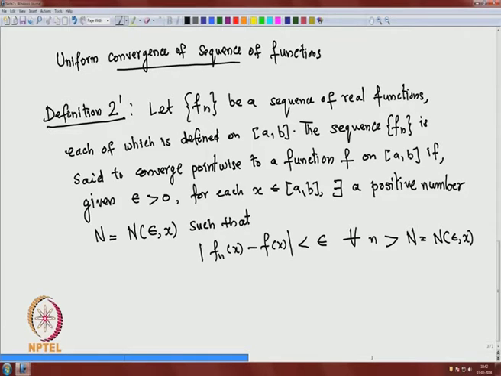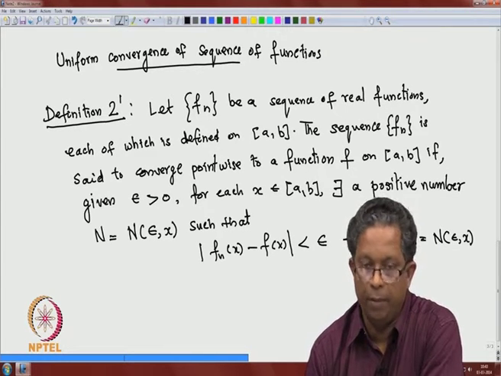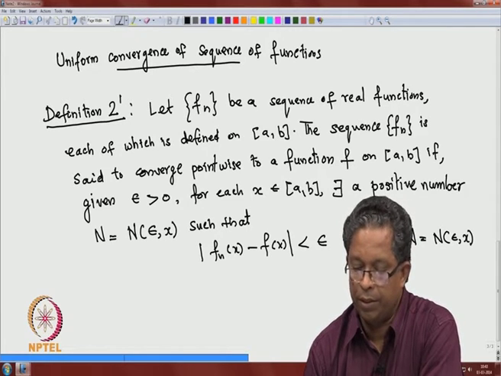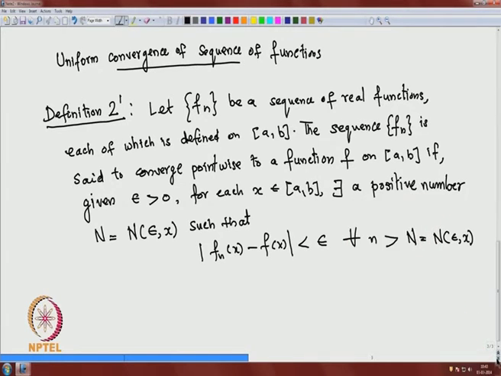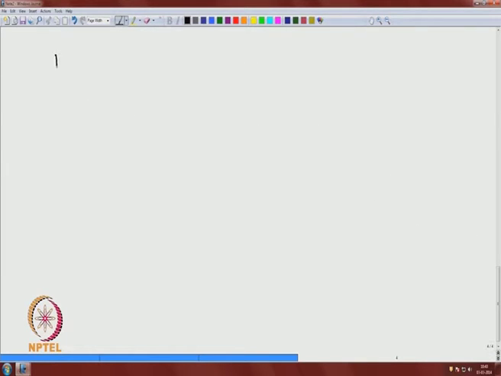and if we can find a single N which is available for all x in the interval [a, b], then we say that the convergence is uniform convergence. So uniform convergence is a case where for a given epsilon greater than 0, there exists a positive number N that will work for all x in the interval [a, b]; then the pointwise convergence turns out to be uniform convergence. So we will write this as a definition. Call it definition 3.